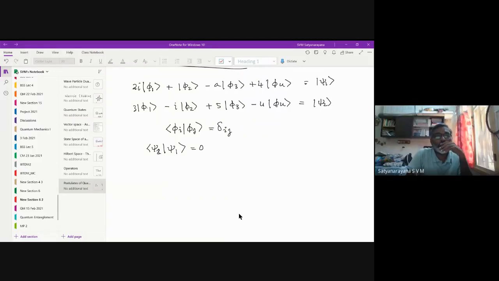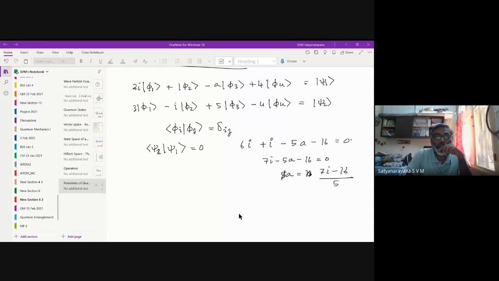So if you take this psi 2, then you will have 6i, this is minus i plus i, minus 5a, and minus 16. So that is 7i minus 5a minus 16 is equal to 0, or 5a is equal to 7i minus 16. a is equal to 7i minus 16 by 5.